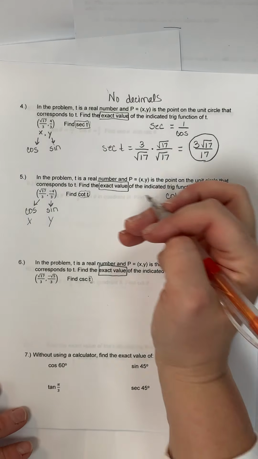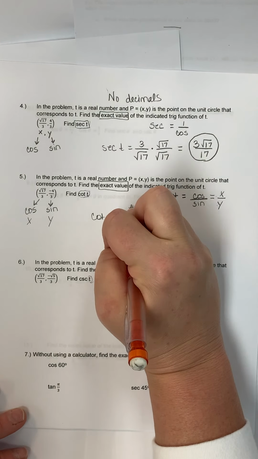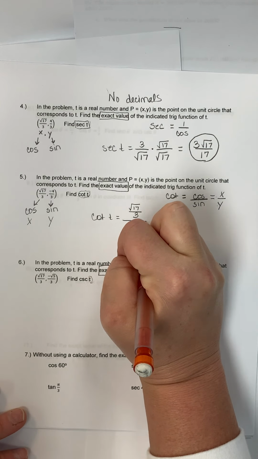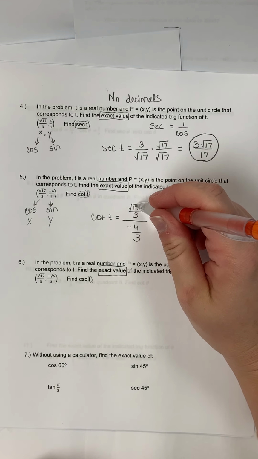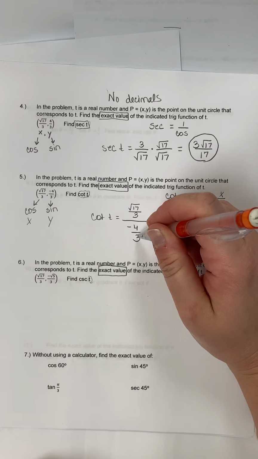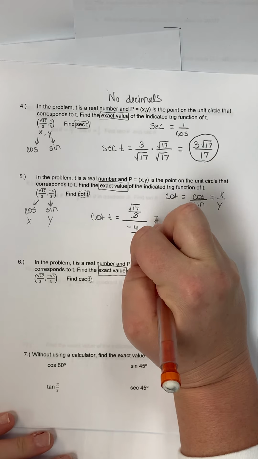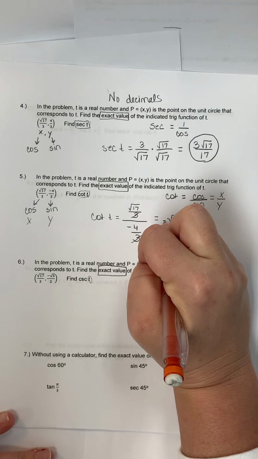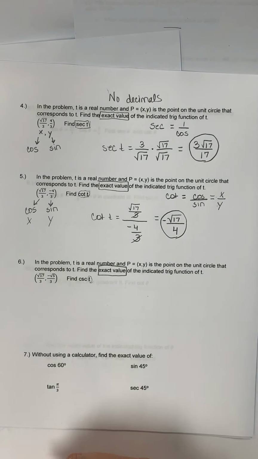Okay, so if I do cotangent of t, x over y, or cosine over sine, I get root of 17 over 3 divided by negative 4 over 3. Now I can do a keep, change to multiplication, flip, or I can notice that those cancel. Yours will too. This gives me root of 17 over negative 4. Now I always like my negative in the top. You can put it anywhere you want. And I don't have to rationalize because my root is in the top. So there's my cotangent, okay?